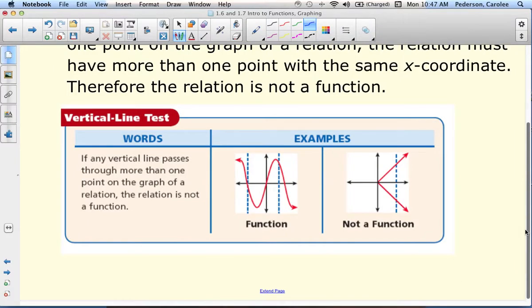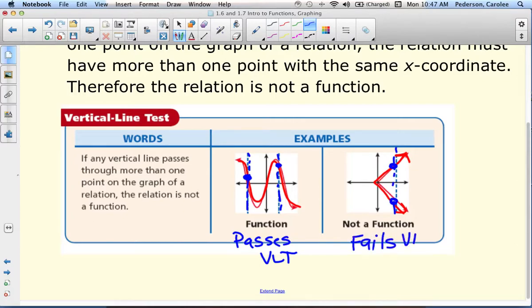This first example is a function. Here is my curved function, and I have these dotted vertical lines. It touches one time here, touches one time here. So what we say is it passes the vertical line test. Now in this example, here is my graph, and then I have my vertical line test, and it touches here and here at the same point. So what it says is this fails the vertical line test because it touches more than one time.